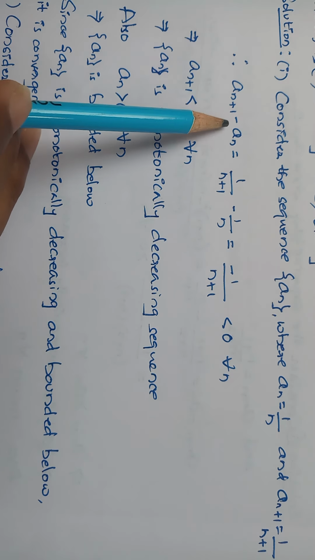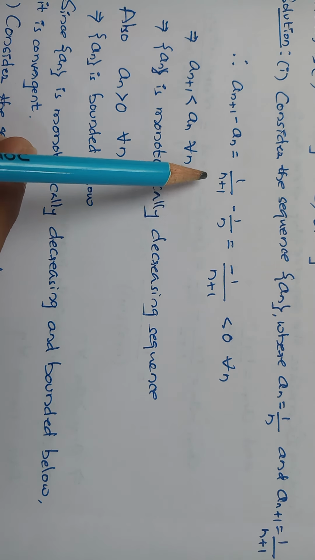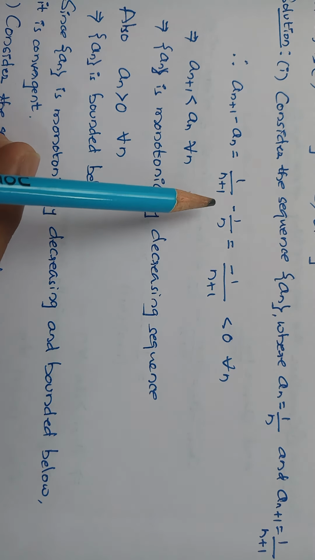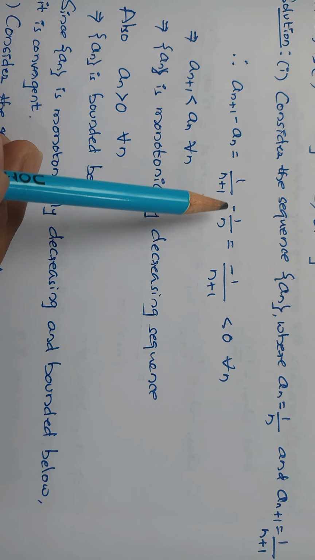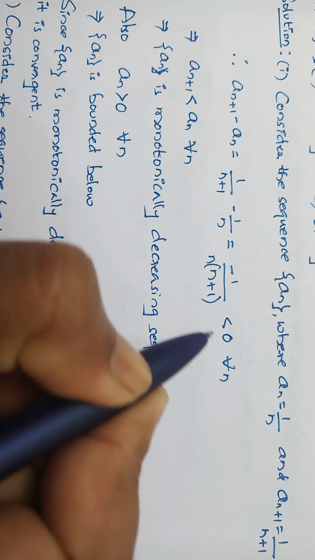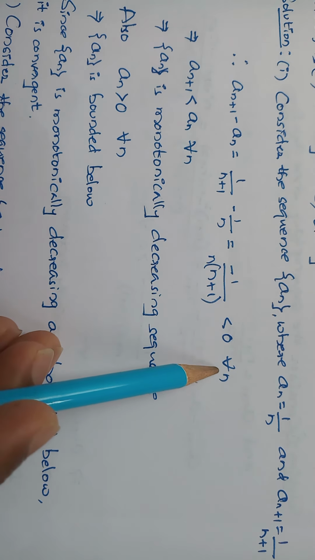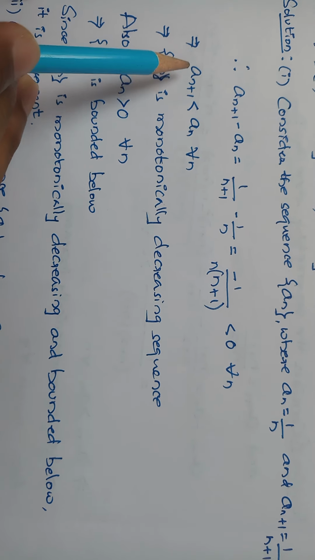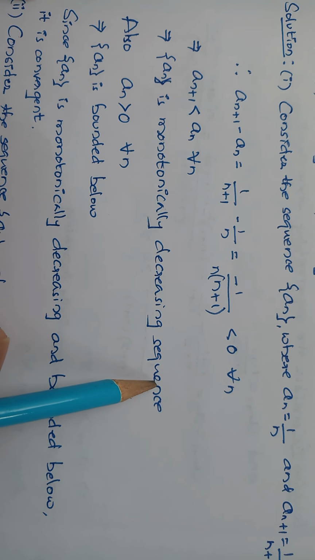Therefore, a_(n+1) minus a_n is equal to 1 divided by n plus 1 minus 1 divided by n. Using cross multiplication, it becomes n minus n minus 1, divided by n into n plus 1. This is minus 1 divided by n into n plus 1, which is less than 0. Therefore a_(n+1) is less than a_n for all n, so a_n is a monotonically decreasing sequence.